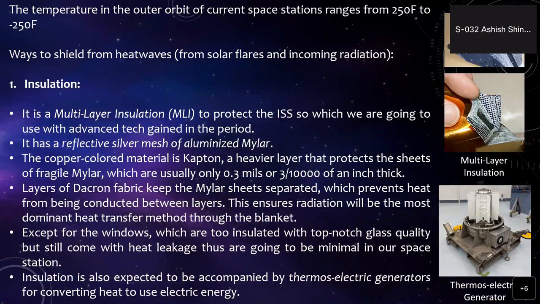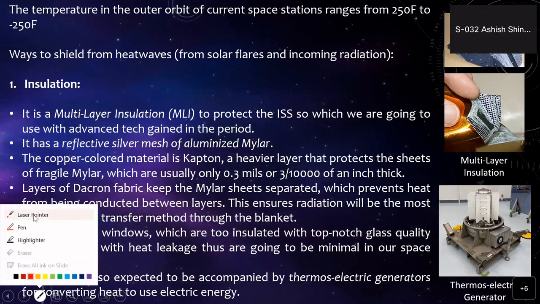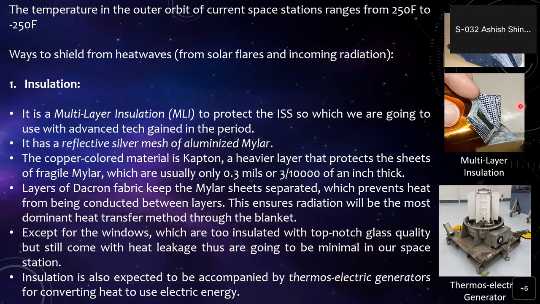So, speaking about the insulation which was used on the ISS, we are using it in our space station as there are no further research and developments. A multi-layer insulation would be used, and in addition to that, a reflective aluminum layer and Kapton would be used, which are tested for the space environment.